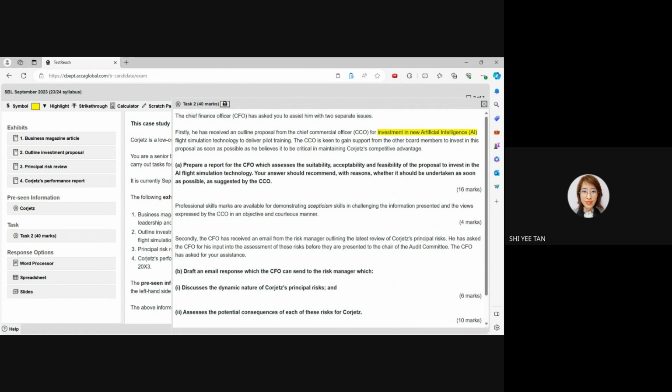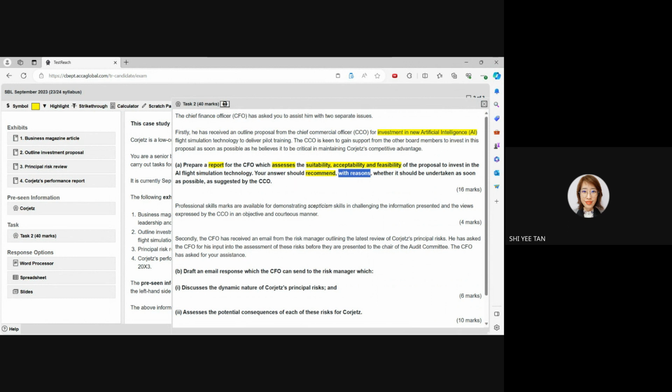Fine. What do you need to do? First, format is report. Prepare a report for the CFO which assesses the suitability, acceptability, and feasibility, SAF. This one is SAF, right? Assess means evaluate. Evaluate means you have to take care of both sides, good and bad things about the proposal to invest in AI flight simulation technology. Your answer should recommend, second part, not only assess, you should recommend with reasons. You have to support your recommendation with reasons, whether it should be undertaken as soon as possible, as suggested by the CCO.